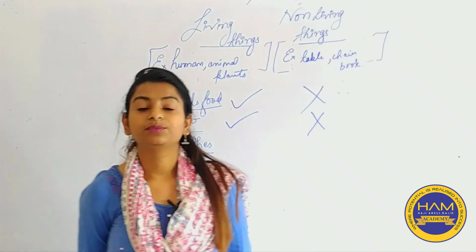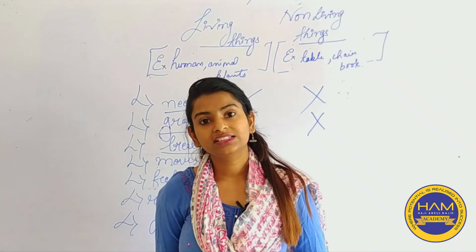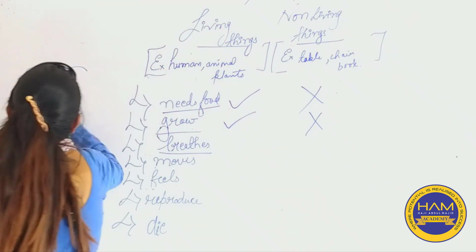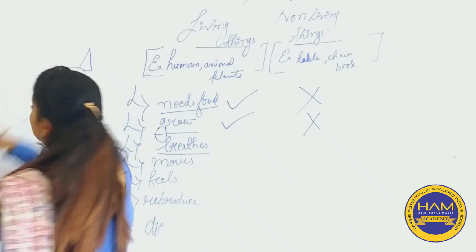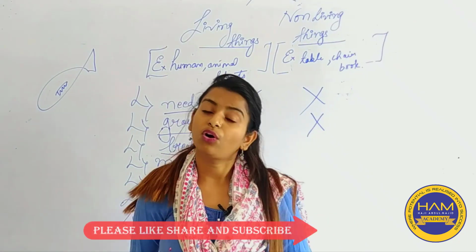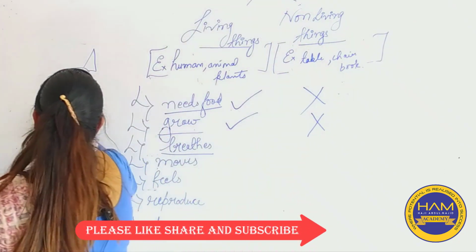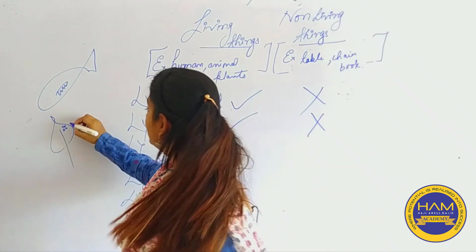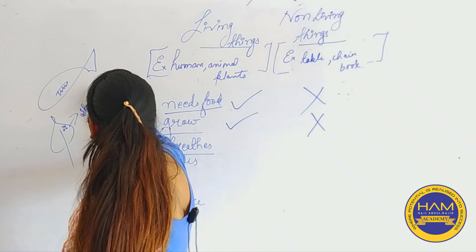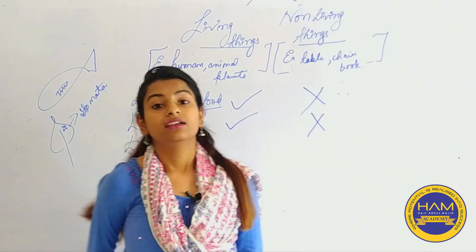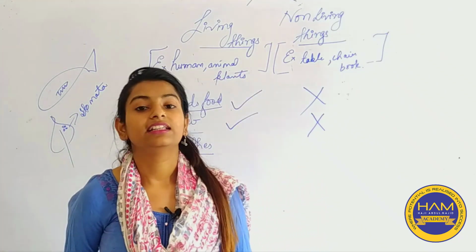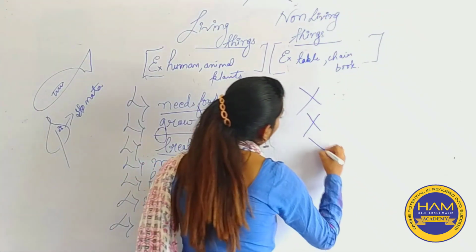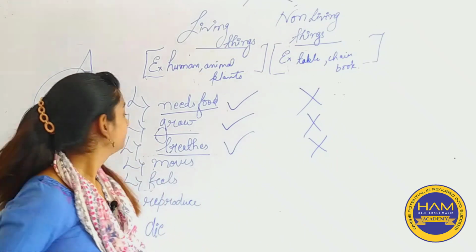Living things breathe. Some living things breathe through lungs, for example humans. Some breathe through special features, say fish. A fish breathes through special features called gills. A plant breathes through stomata that are present on the leaves. And some breathe through lungs as well as skin, like a frog. So every living thing breathes but non-living things don't breathe.